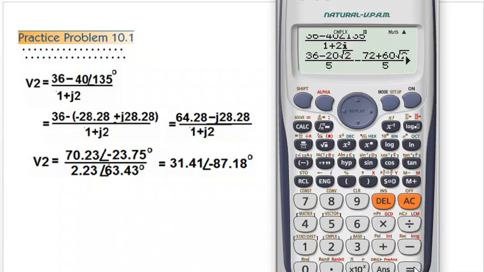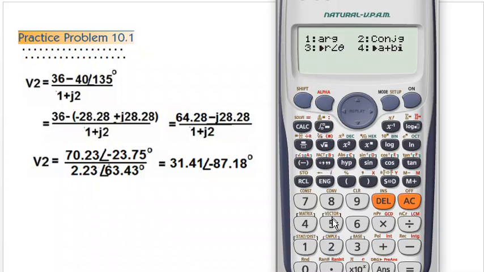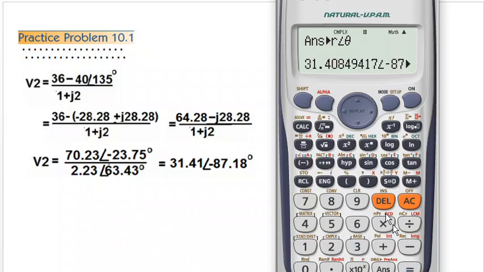Now we press equal sign. This is in different form, fraction form. So we press SD. So this is the form we are used to. Now since our answer is in polar, so we'll convert this into polar. Shift 2, then 3 for polar. Answer yes. So this is the answer. To make it more clearly visible, we press SD. So it is 31.4 angle minus 87. So you can do it within no time.